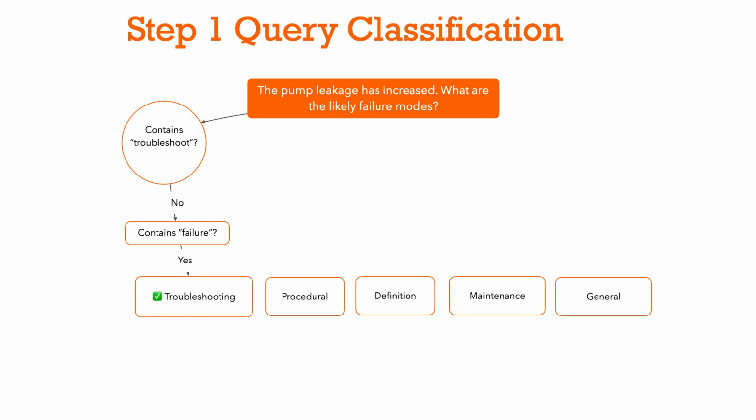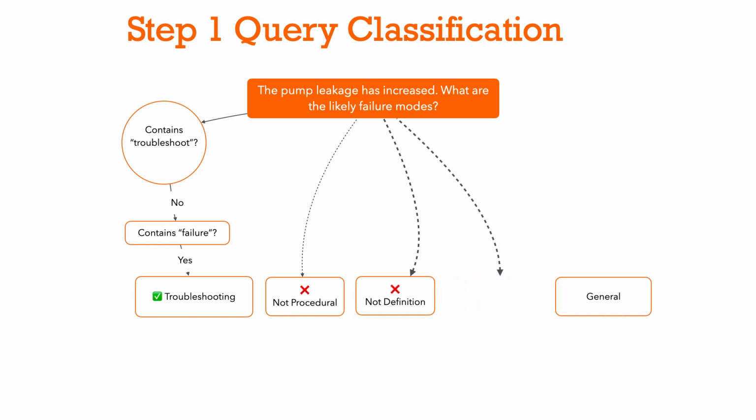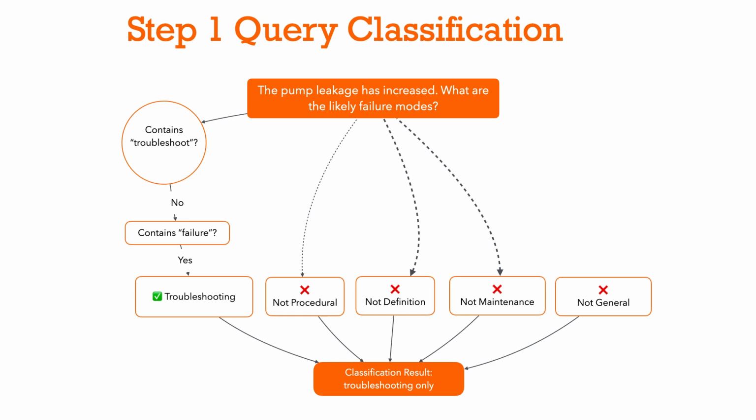We also do the same for the remaining except for general. We are skipping through here, but know that we went through the same process and did not find any signals for procedural, definition, and maintenance. Since we have one flag, which is for troubleshooting, the general flag is also not used. The result, the query is classified as troubleshooting only.